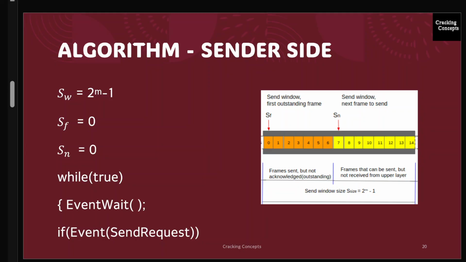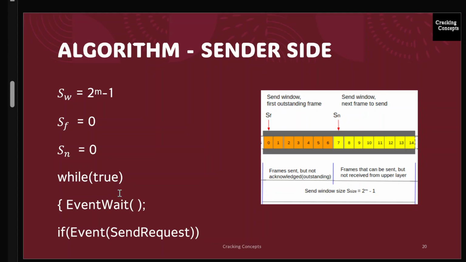Now we look into the algorithm for the sender side. As we already saw, there are three variables concerning the sender window. The first one is the size of the window, SW, which is 2 raised to m minus 1. SF is the send window's first outstanding frame, currently 0. SN is the send window's next frame to be sent, which is also 0 when the program is starting.